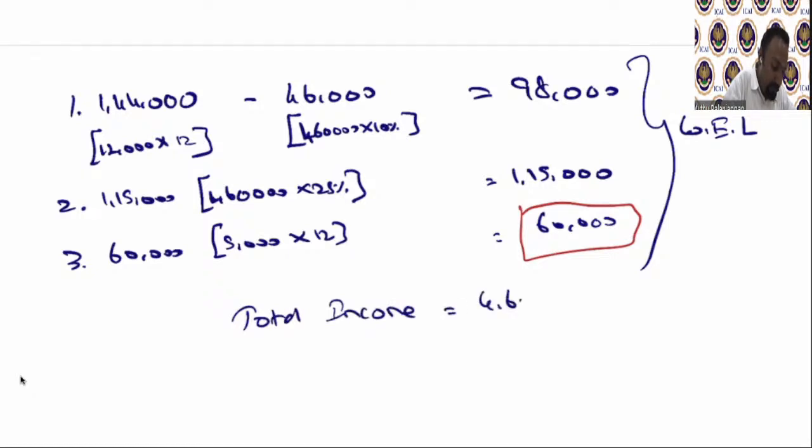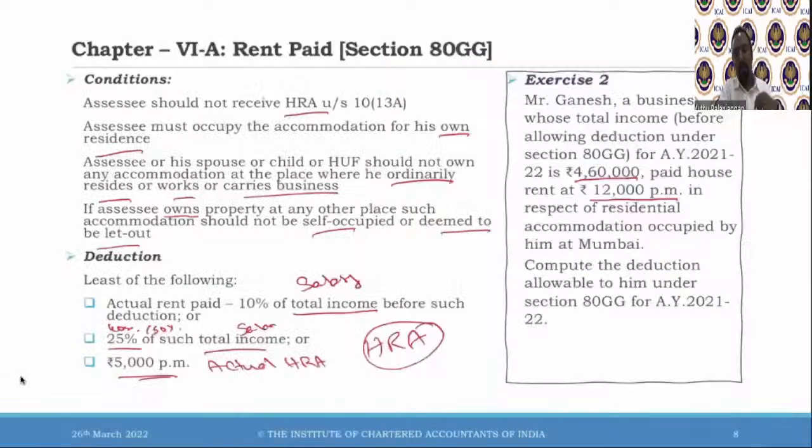Will be 4,60,000 minus 60,000. It will be 4 lakhs. Right? So that will be the income. So any doubt in this? Okay.